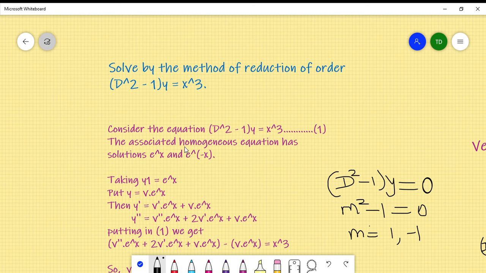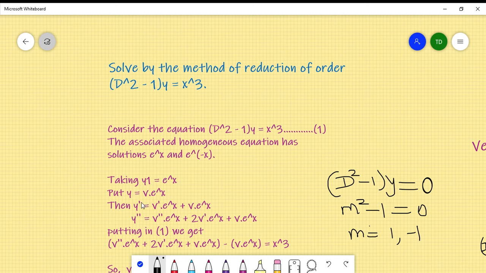So the associated homogeneous equation will have solutions e^x and e^(−x). We have to choose any one of these, so we take y1 as e^x. This is a solution of the associated homogeneous differential equation. Now to reduce the order of the differential equation, we put y = v e^x. Here y is a dependent variable which depends on x. Similarly, v is also a dependent variable depending upon x.